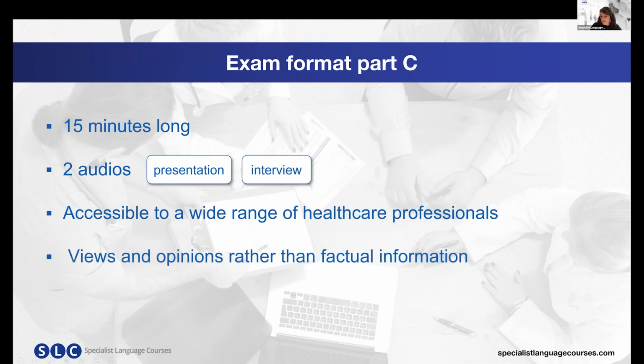And the thing that is different in OET Listening C, as opposed to some of the other exams, is you'll be listening for views and opinions rather than factual information. So you won't be picking out numbers, names, and statistics, but you'll be listening for views and opinions. And you will only hear the recording once.